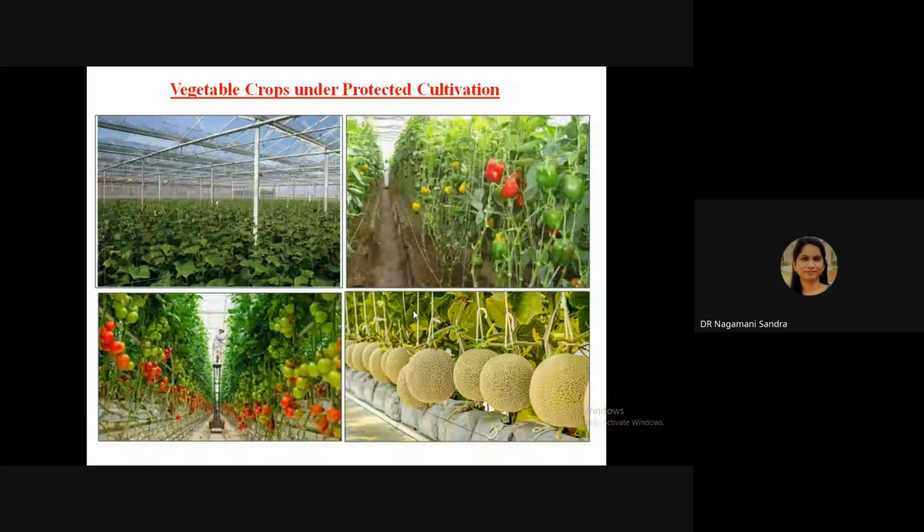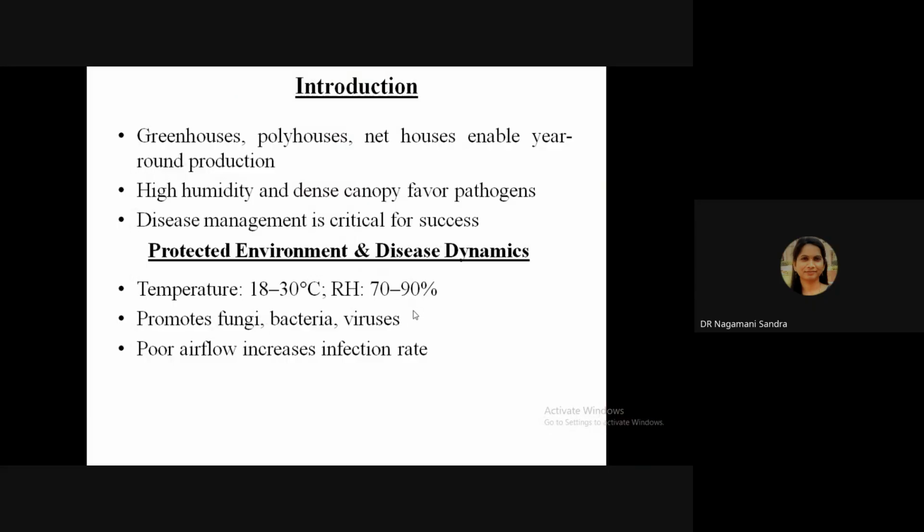If we want to maintain production throughout the year, and some crops are very sensitive to fluctuating temperatures and humidity conditions, then we go for protected cultivation, where we can control everything, like temperature and humidity. That is the basic idea of protected cultivation. We can also manage the inflow and outflow of insect vectors, which can act as vectors for many plant diseases. Greenhouse, polyhouse and net house protected cultivation involve all these things, which help us with year-round production.